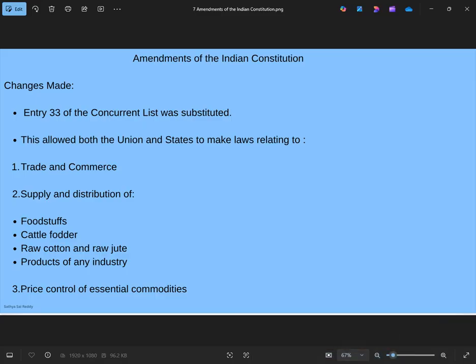Changes made. Entry 33 of the Concurrent list was substituted. This allowed both the Union and states to make laws relating to trade and commerce, supply and distribution of foodstuffs, cattle fodder, raw cotton and raw jute, products of any industry. Price control of essential commodities.